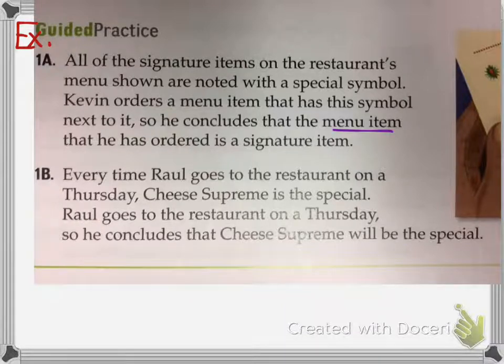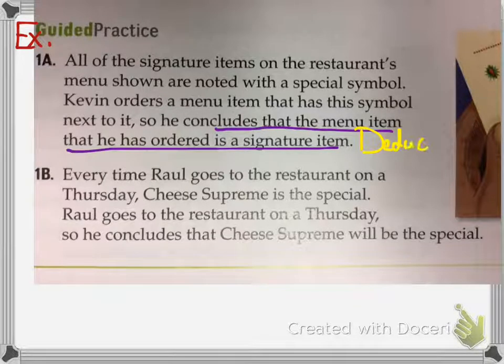Keep in mind, this right here is our conclusion, obviously. Was that derived by inductive reasoning or deductive reasoning? The answer here is that one is derived from deductive reasoning, because it states that there's a property, or a rule, that if there is a special symbol, it is a signature item. Now, look at the next one. Every time Raul goes to a restaurant on Thursday, cheese supreme is the special. Raul goes to the restaurant on a Thursday, so he concludes that cheese supreme will be a special.